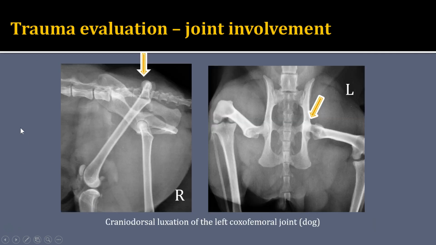This is an example of a dog that has a craniodorsal complete luxation of the left coxofemoral joint. So we can see that the femoral head is displaced dorsally and a little bit cranially from the acetabulum here. Notice on the ventrodorsal view, it's a little bit more challenging to identify that displacement. So this shows you the value of two views.